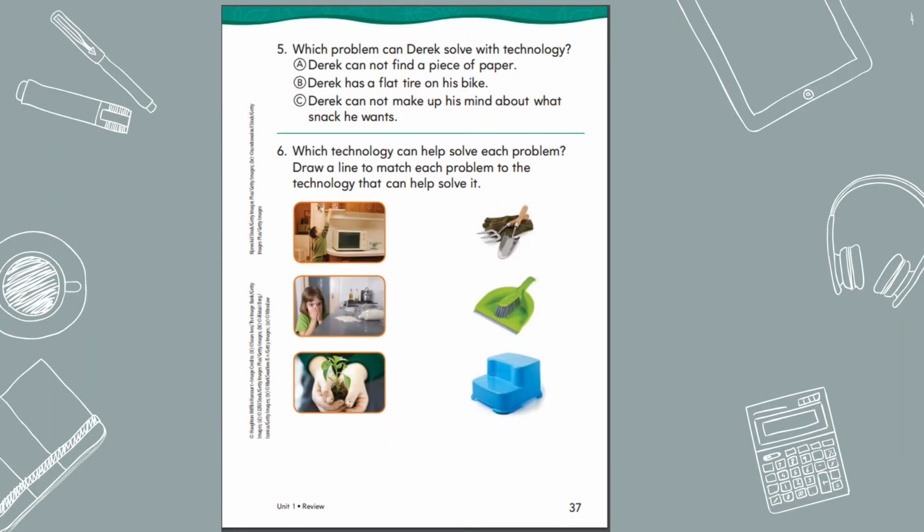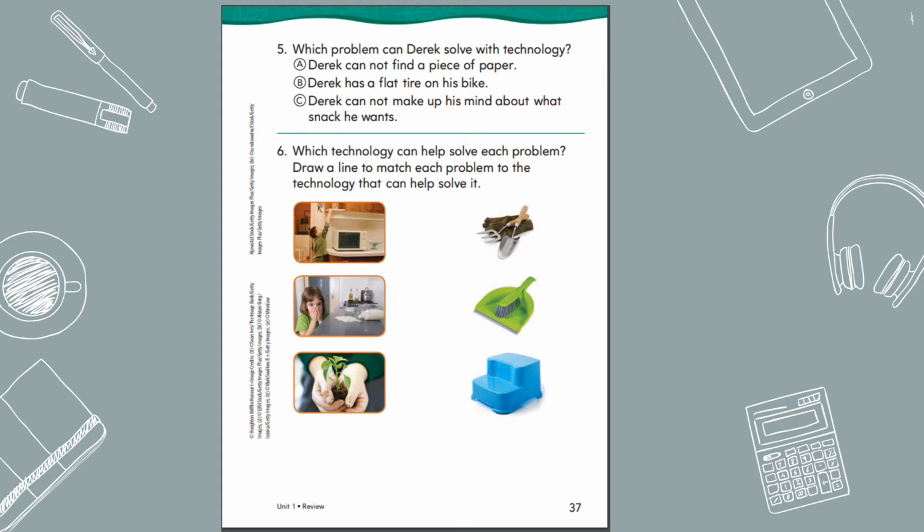Turn over your page to page 37 now. Let's look at question 5. I'm going to read it for you. Which problem can Derek solve with technology? Is it A, Derek cannot find a piece of paper? B, Derek has a flat tire on his bike? Or is it C, Derek cannot make up his mind about what snack he wants?